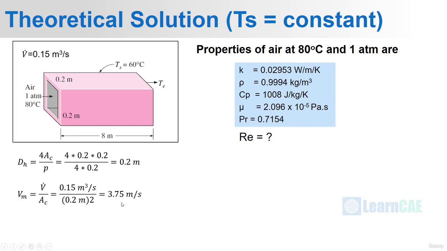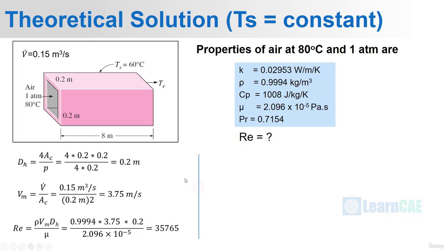Now we got rho, V, d and mu. So next we shall calculate Reynolds number. Substituting the values, we got Reynolds number as 35,765. So this is way above 10,000. So the flow is turbulent.